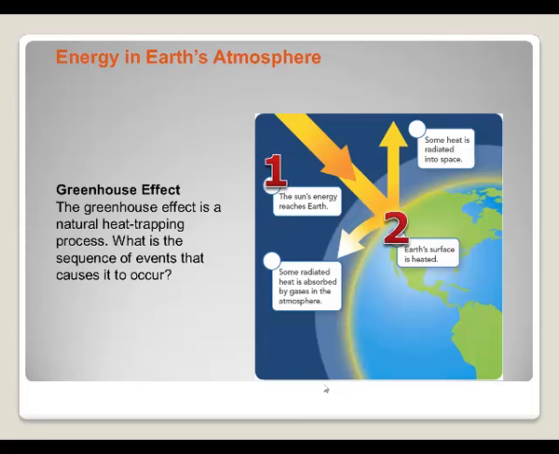There, Earth's surface is heated. Some heat is radiated off into space, and some is radiated back into the gases of the atmosphere, and the gases in the atmosphere trap that heat, allowing our temperatures to increase.